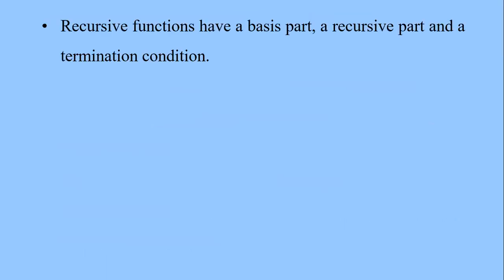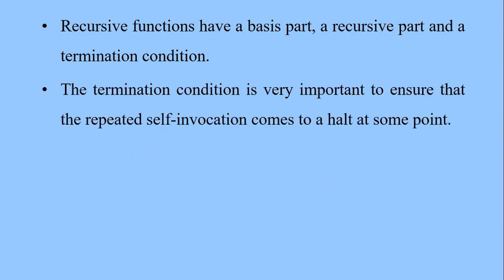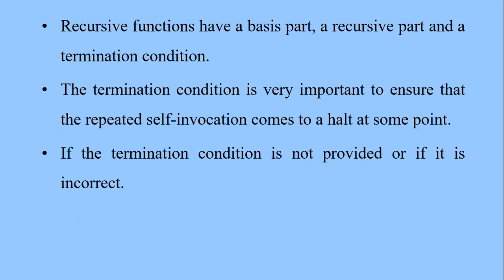Recursive functions have a basis part, a recursive part, and a termination condition. The termination condition is very important to ensure that the repeated self-invocation comes to a halt at some point. If the termination condition is not provided, or if it is incorrect, then an infinite loop can result.